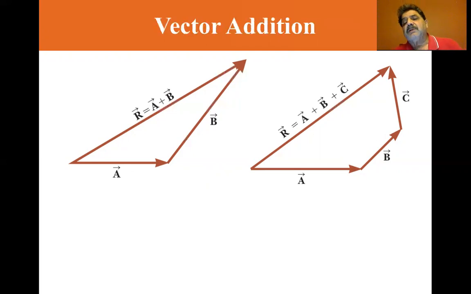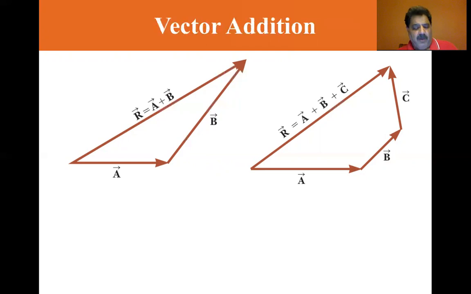Now, you can do this multiple times with multiple vectors. On the right-hand side, we see R equals A plus B plus C. It's three vectors in a row, and it's all the tail to tip method. There's the dogs barking. I told you that we'd be hearing them throughout.